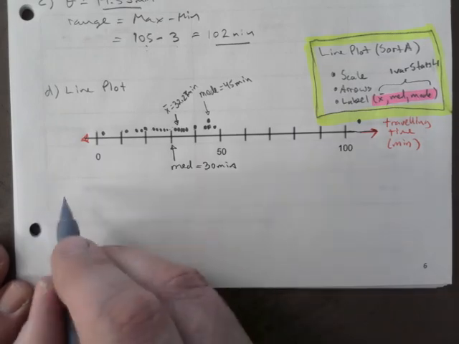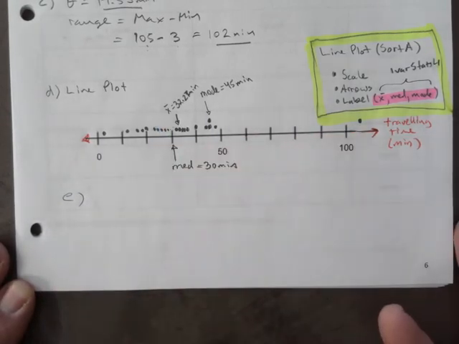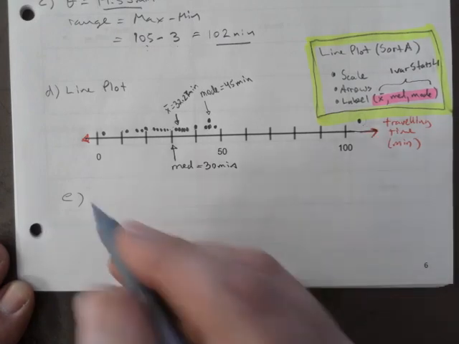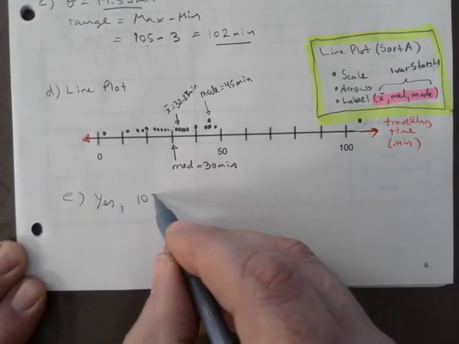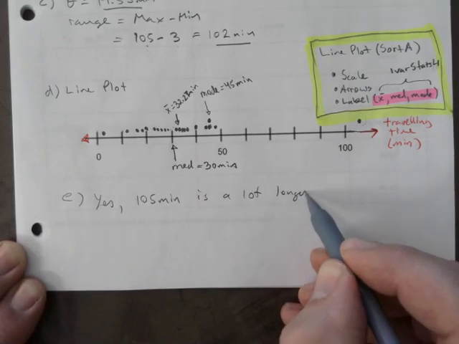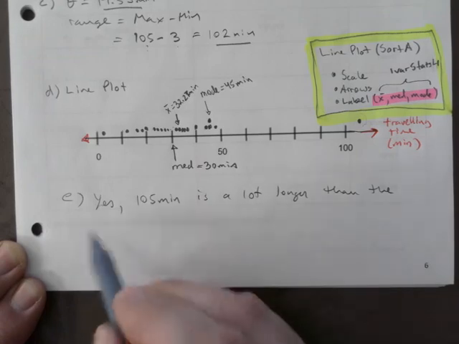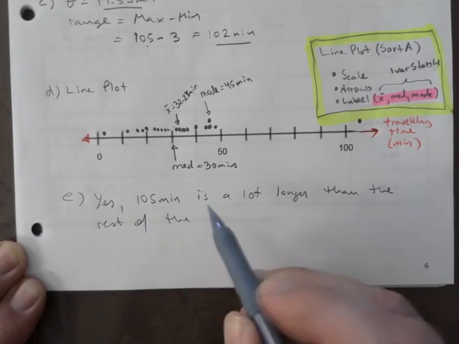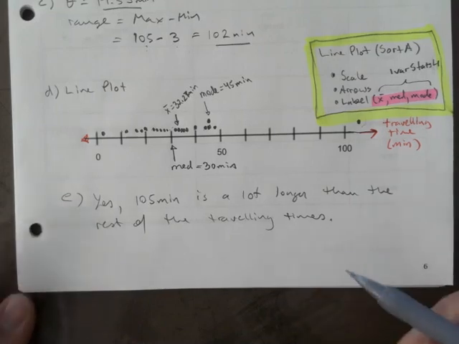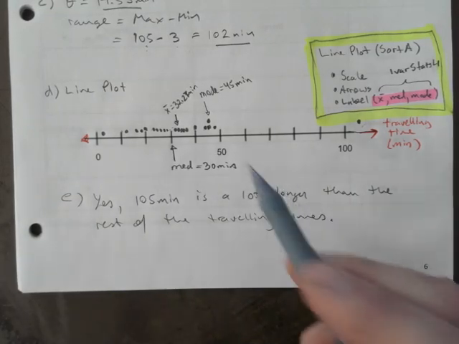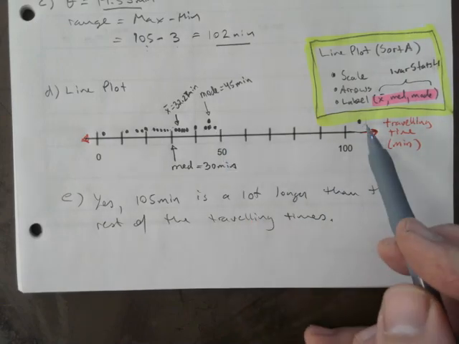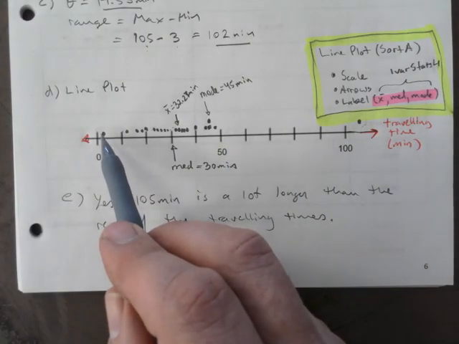Okay. E, are there any outliers? It stands out like a sore thumb, right? The 105 here. So yes, 105 minutes is a lot longer than the rest of the traveling times. So an outlier is when it's significantly different than the rest. Okay, so when you see a big gap between the highest and the outlier, or perhaps a big gap between the lowest and the outlier.